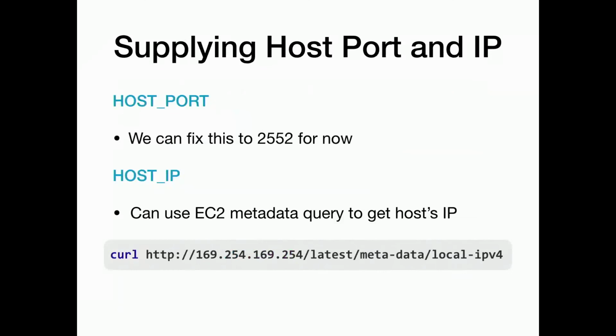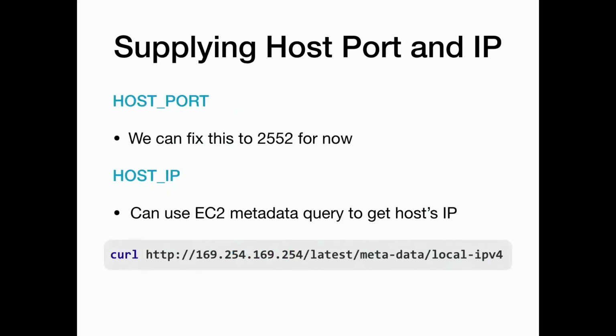Now we're running in EC2, right? So we're running in AWS. So we have the ability to do this metadata query, and we can get information about our host, right? So the information we're looking for is the host IP. So we're able to get this information via this metadata query API. So we have the host IP and we have the host port.